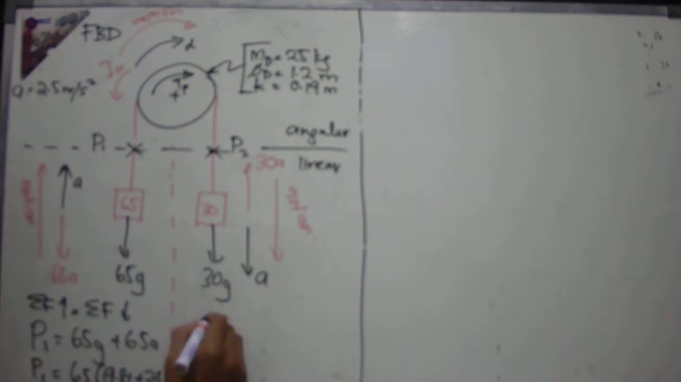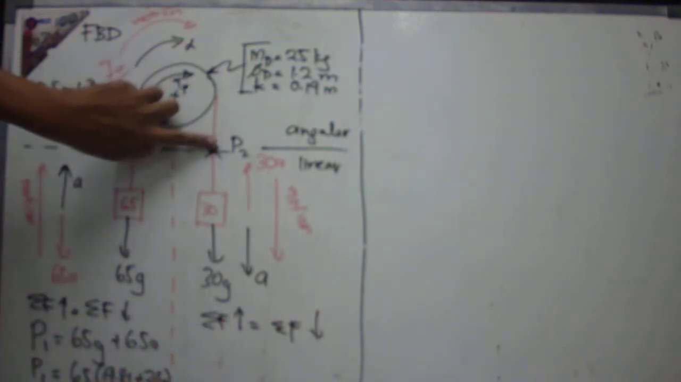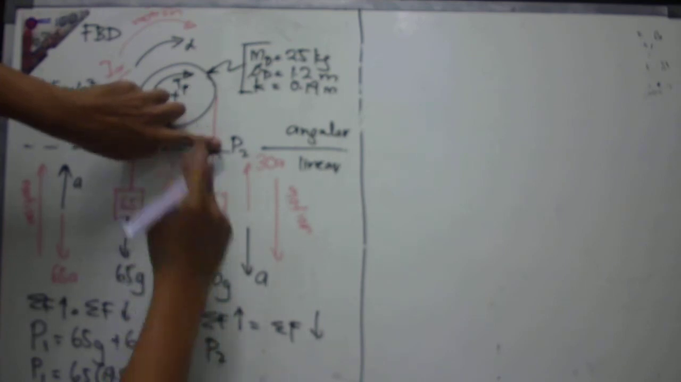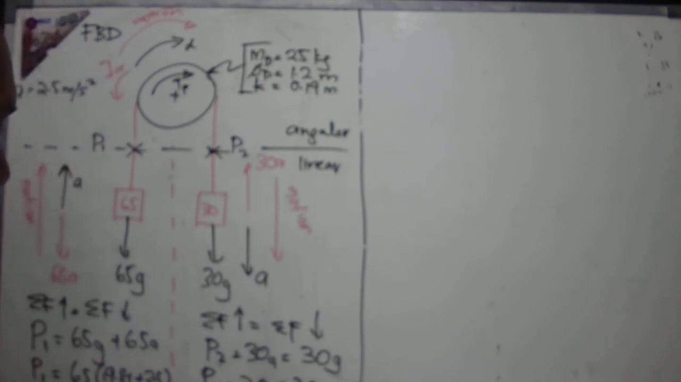For the P2 section, summation of force upwards equals summation of force downwards. So we close here. So P2 upwards plus 30A equals 30G. P2 equals 30G minus 30A, equals 30 times 9.81 minus 2.5, equals 219.3 Newton. Don't forget the units.